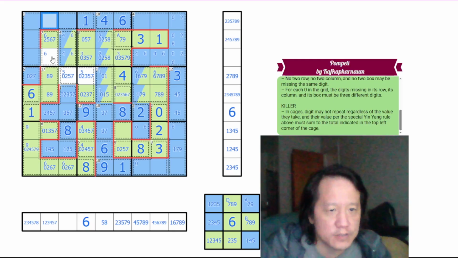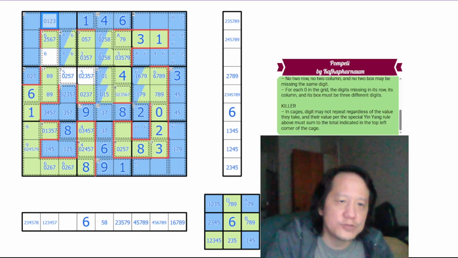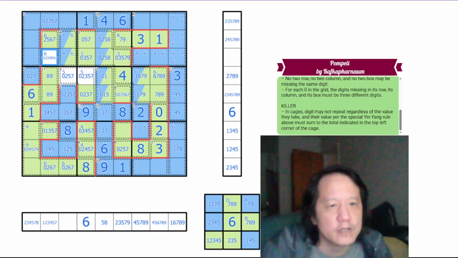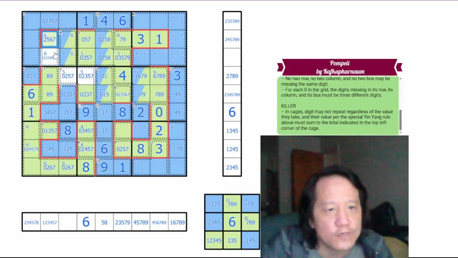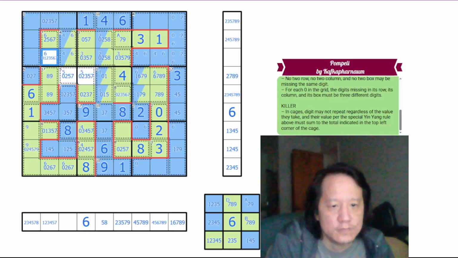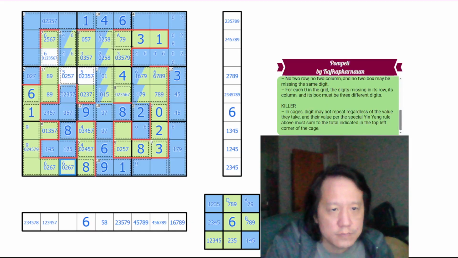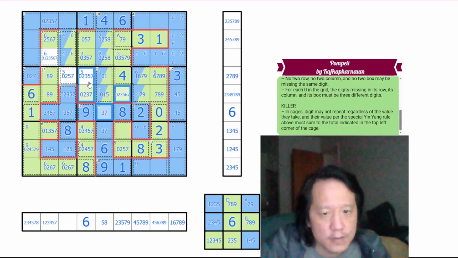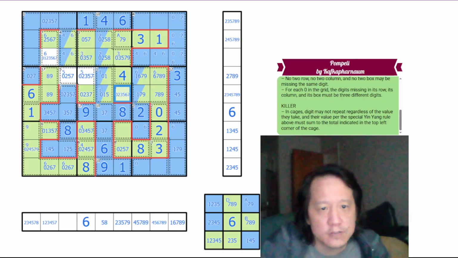Remainder of column 2, we have 0 through 7. This can't be 1, 4, or 6. This could be any of those still. There's no 4 in here. So we have to have a 7 here. Oh, this can't be 6.